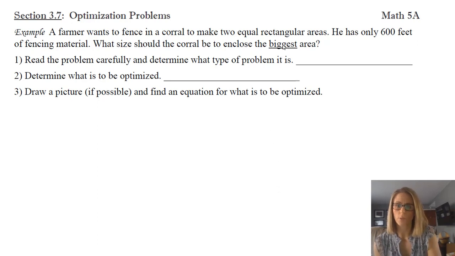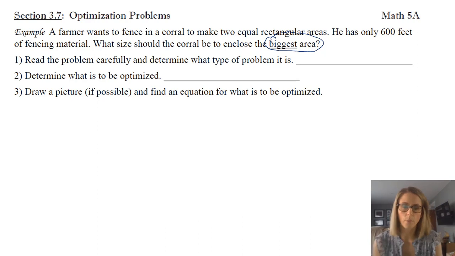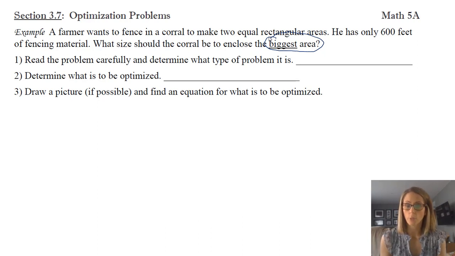But in this case, we're not going to be talking about anything that's changing, like with respect to time. So in this case, our focus will be on having one variable that we can take a derivative of. So let's take a look at the first example and kind of talk about the different steps towards solving any optimization problem. A farmer wants to fence in a corral to make 2 equal rectangular areas.